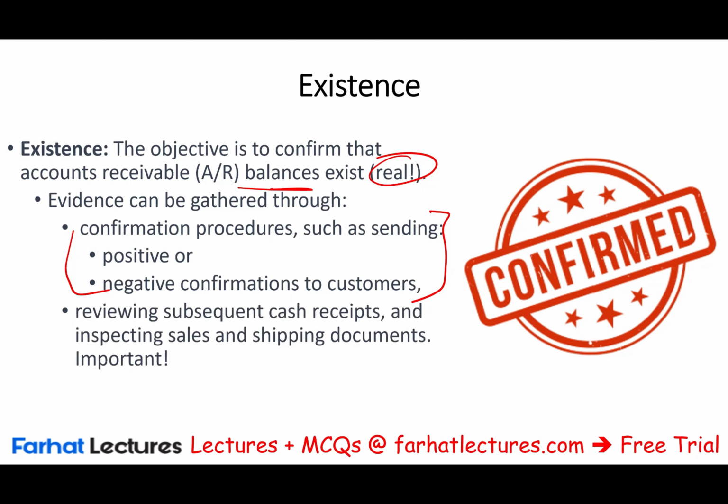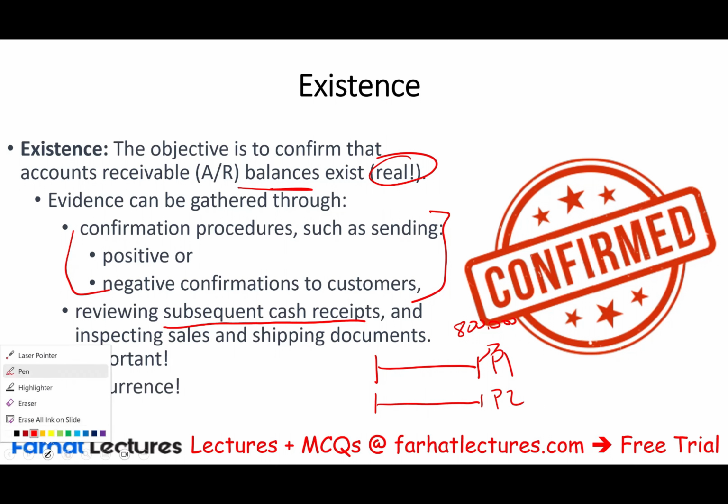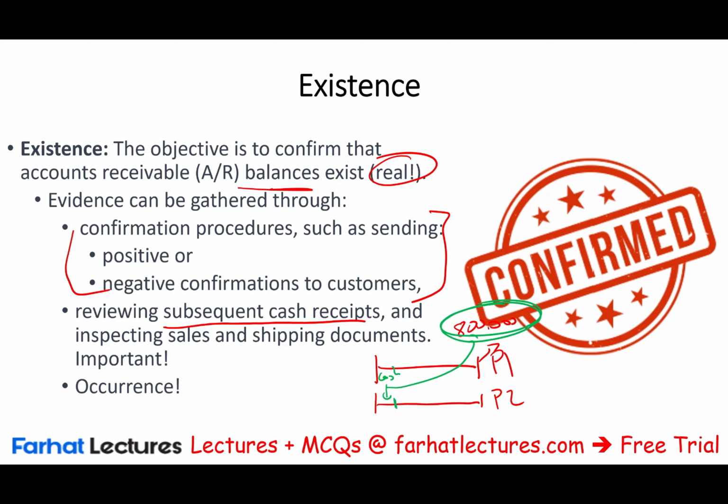We can also review subsequent cash receipts. What are subsequent cash receipts? So when we are auditing a company, this is period 1, and in period 1 they have an account receivable worth $800,000. Great. Period 1 ended. Now what we can do is wait until period 2, and in the first 30 or 45 days we can wait to see the cash that the customers sent against those payments. And if the customers are sending the cash, then definitely the account receivable does exist. We could also inspect sales documents and shipping documents.